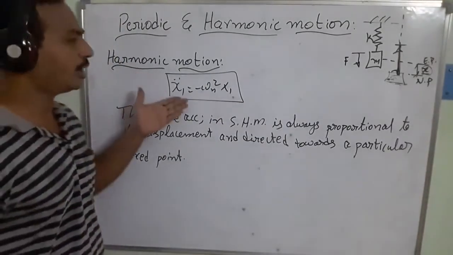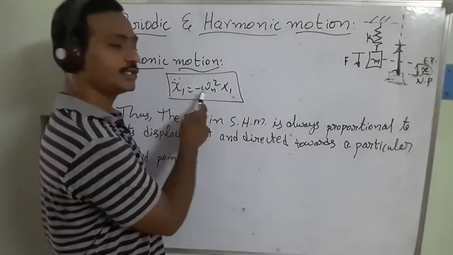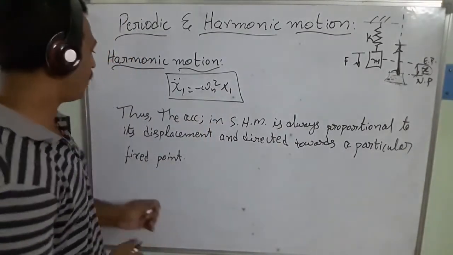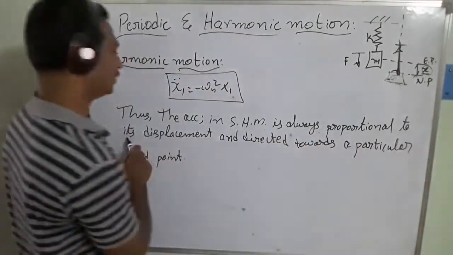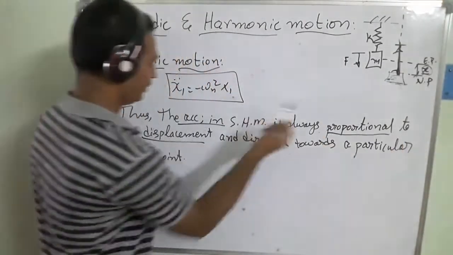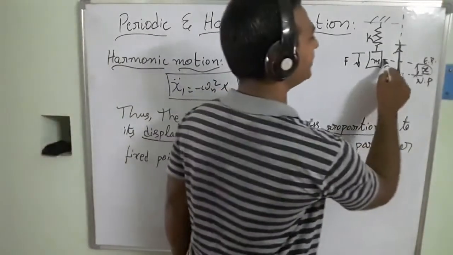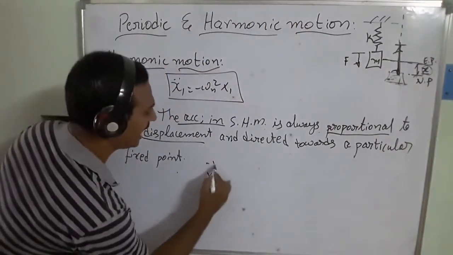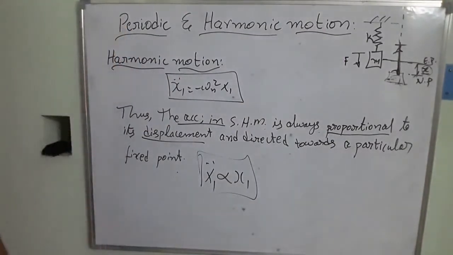So here, for the simple harmonic motion of the particle, the acceleration x double dot is equal to minus omega n square x. So what's the definition? The acceleration of the simple harmonic motion is directly proportional to the displacement and directed towards the particular fixed point. This is the reference point. So what happens? It is moving up and down in one direction, and the acceleration is directly proportional to x. This way we are going to be defining the acceleration of the system.